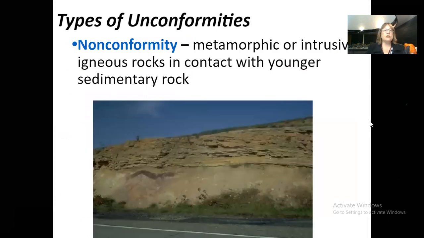All right, the next one we're going to look at is a nonconformity. A nonconformity is similar to a disconformity, but the rock type beneath the erosion surface is either igneous or metamorphic. And the rock on top is typically sedimentary rock, although it could also be layers of lava as well.